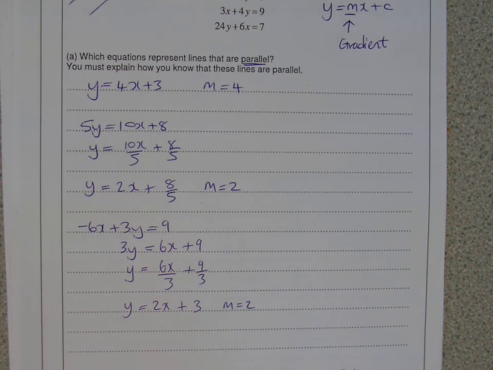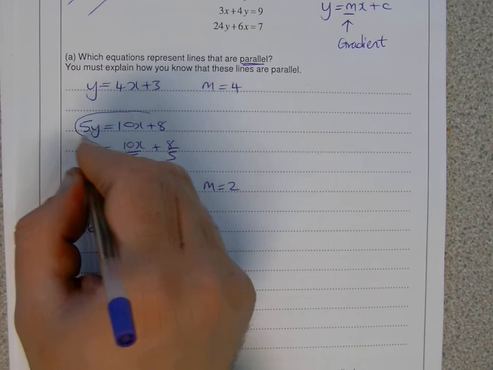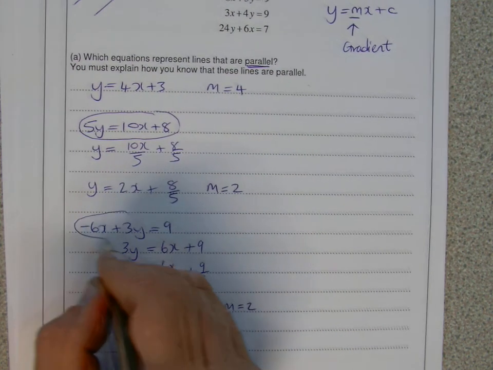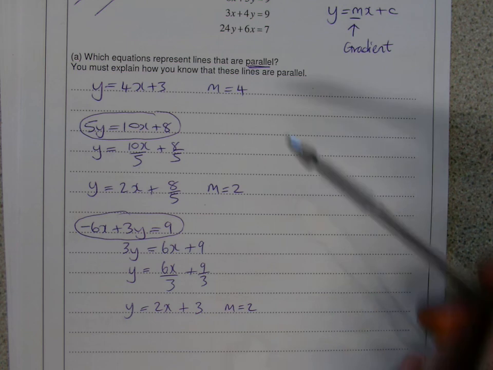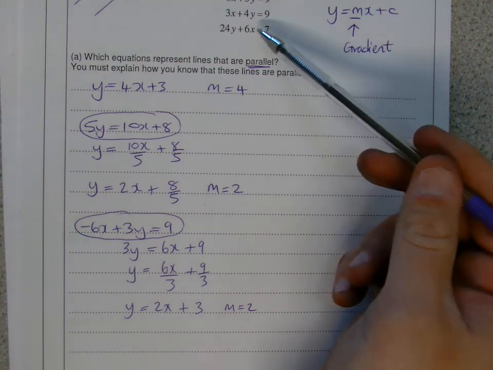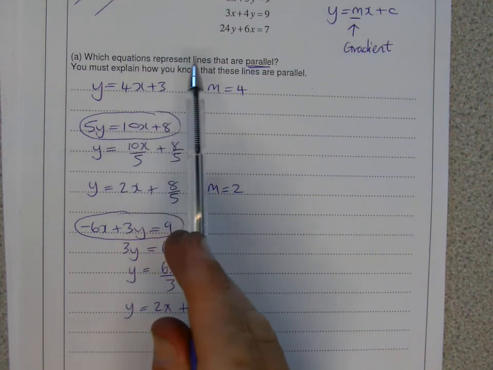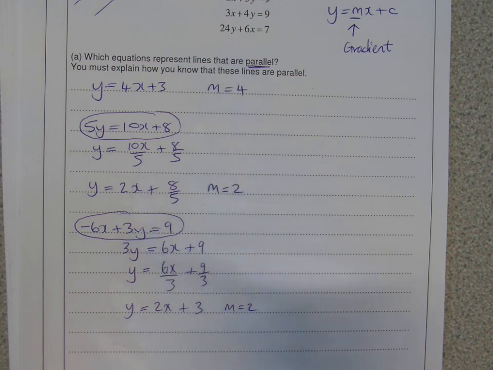So straight away now, we can see we've got 2 lines that are parallel: this line here and this line. Those two are parallel because our gradient is 2 in both of them. But we need to be careful, and also check the final 2, because it says which equations represent lines that are parallel. There could be more than one, so we need to check that.